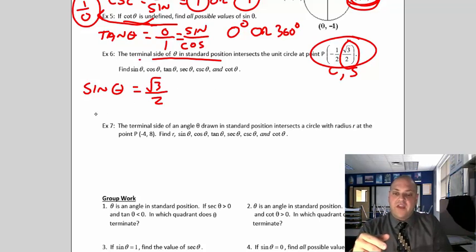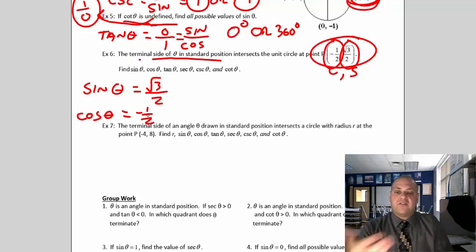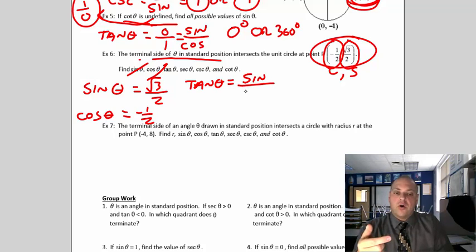The cosine of theta is going to be right here, -1/2. Okay, so we already got that one and that one. Now the tangent of theta is sine over cosine. So it's going to be this one divided by this one. So it's just going to be negative radical 3 over 1. Right? So that's just negative radical 3.